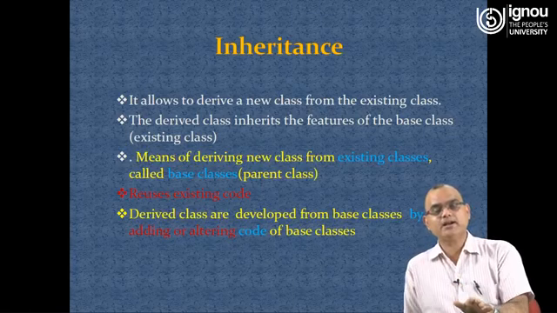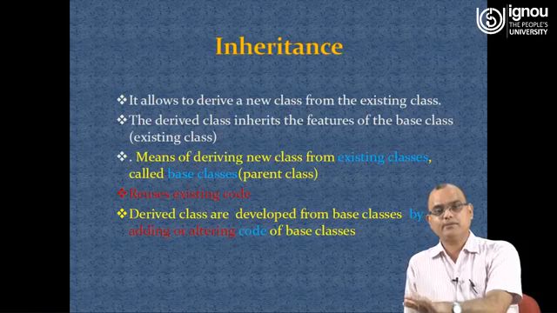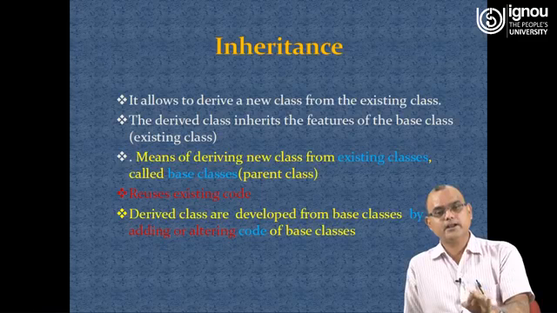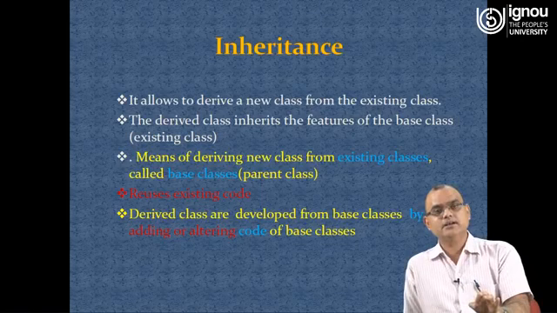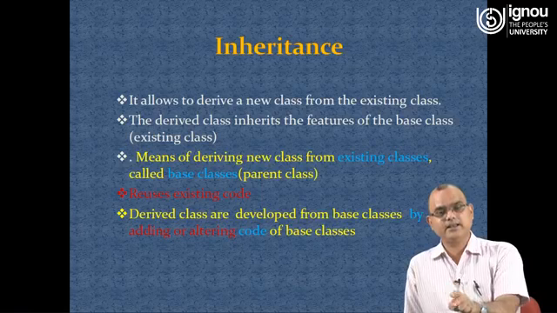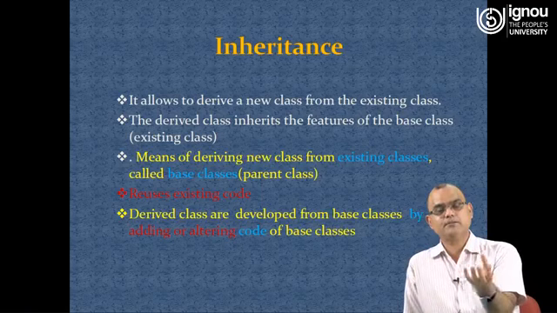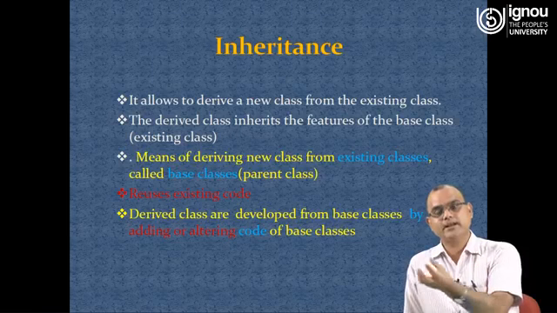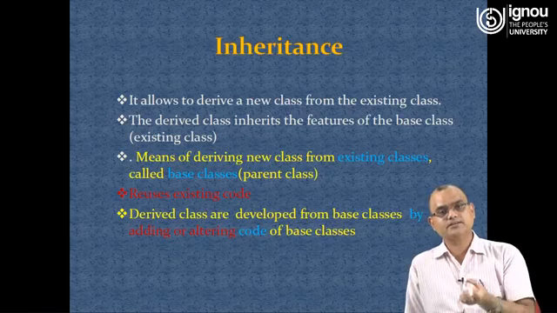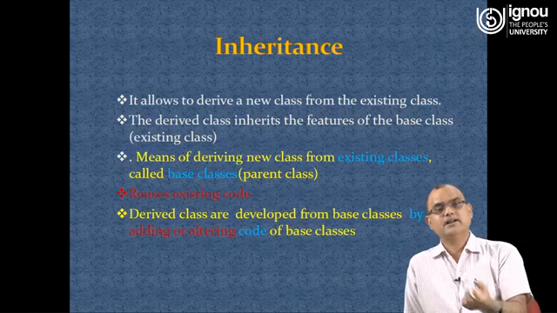And multiple inheritance: if there are multiple parent classes existing and we derive a class from those multiple parent classes, then we say it is multiple inheritance. For example, if there is a class A and class B, and by using the features and programming code of class A and class B we derive a class C, then class C will be exhibiting the feature of multiple inheritance.